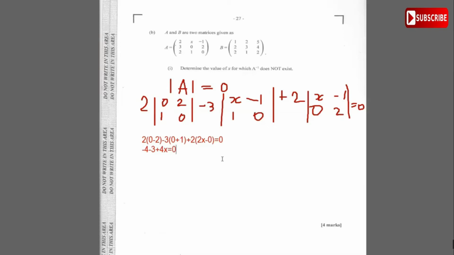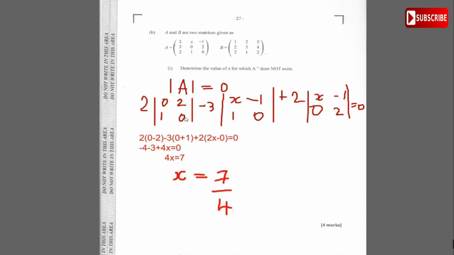And so what we're getting is minus 4 minus 3 is minus 7. So I'm getting 4x equals 7. And so x can equal 7 over 4. So just to finish it off, x is equal to 7 over 4. That is the value of x for which A cannot have an inverse.